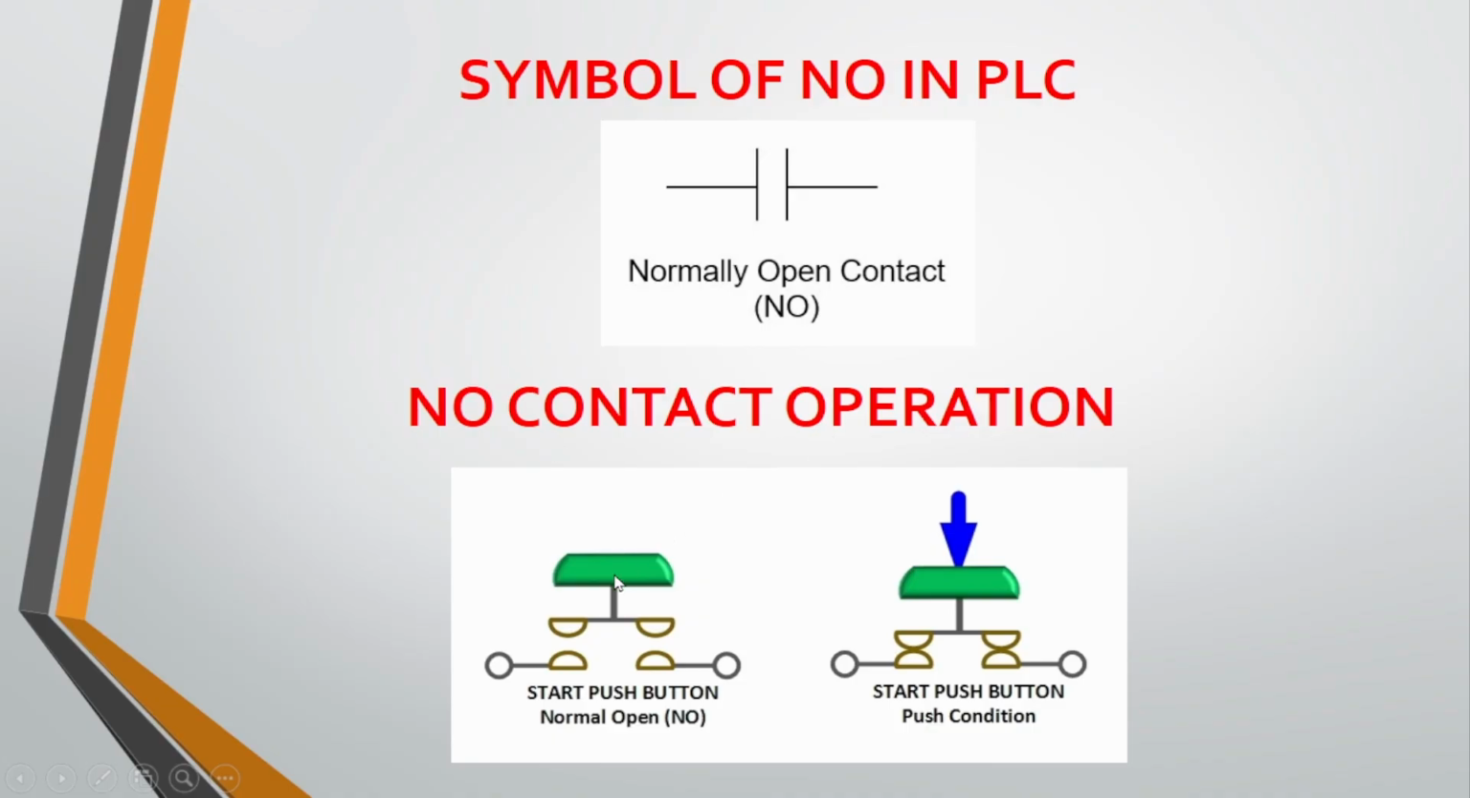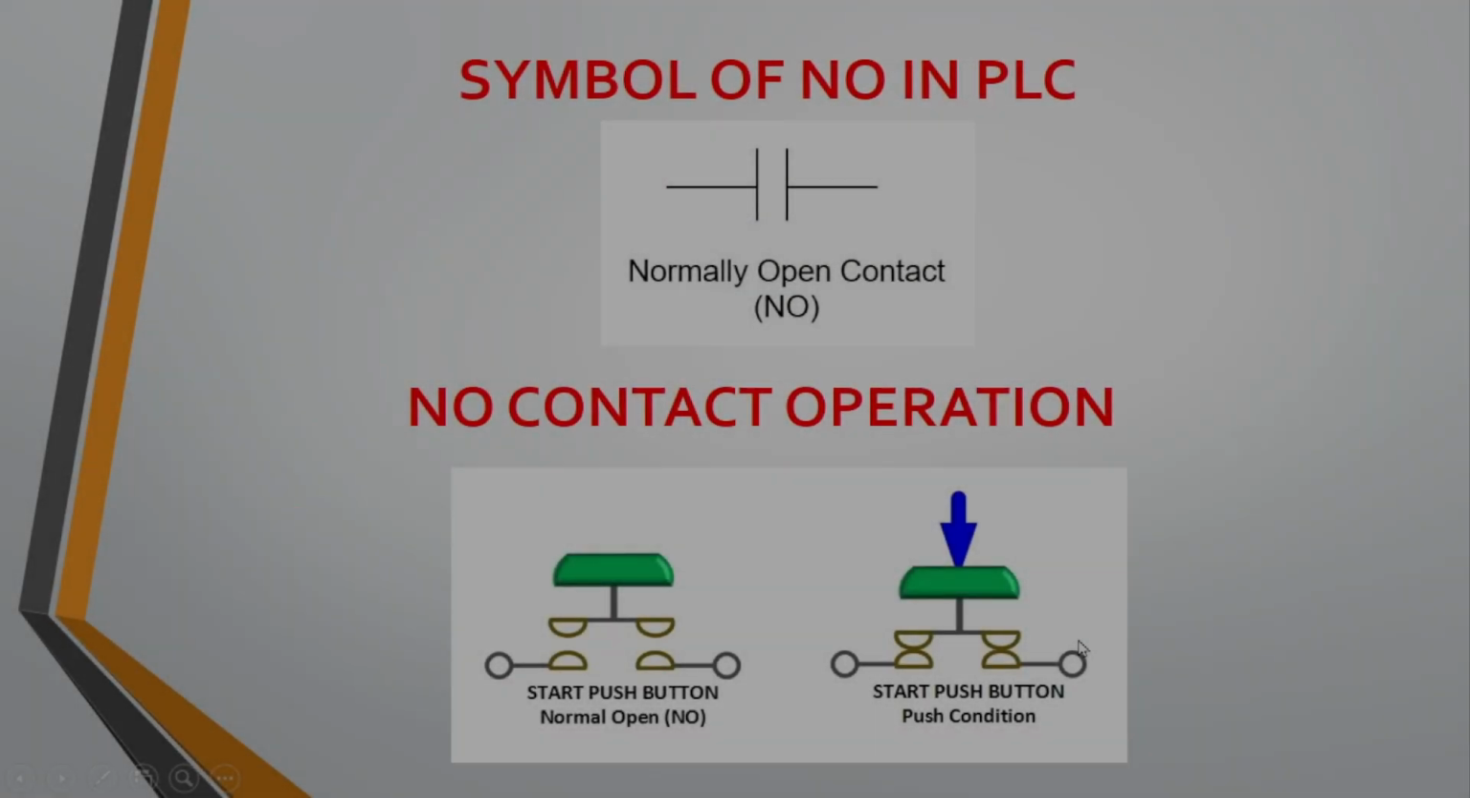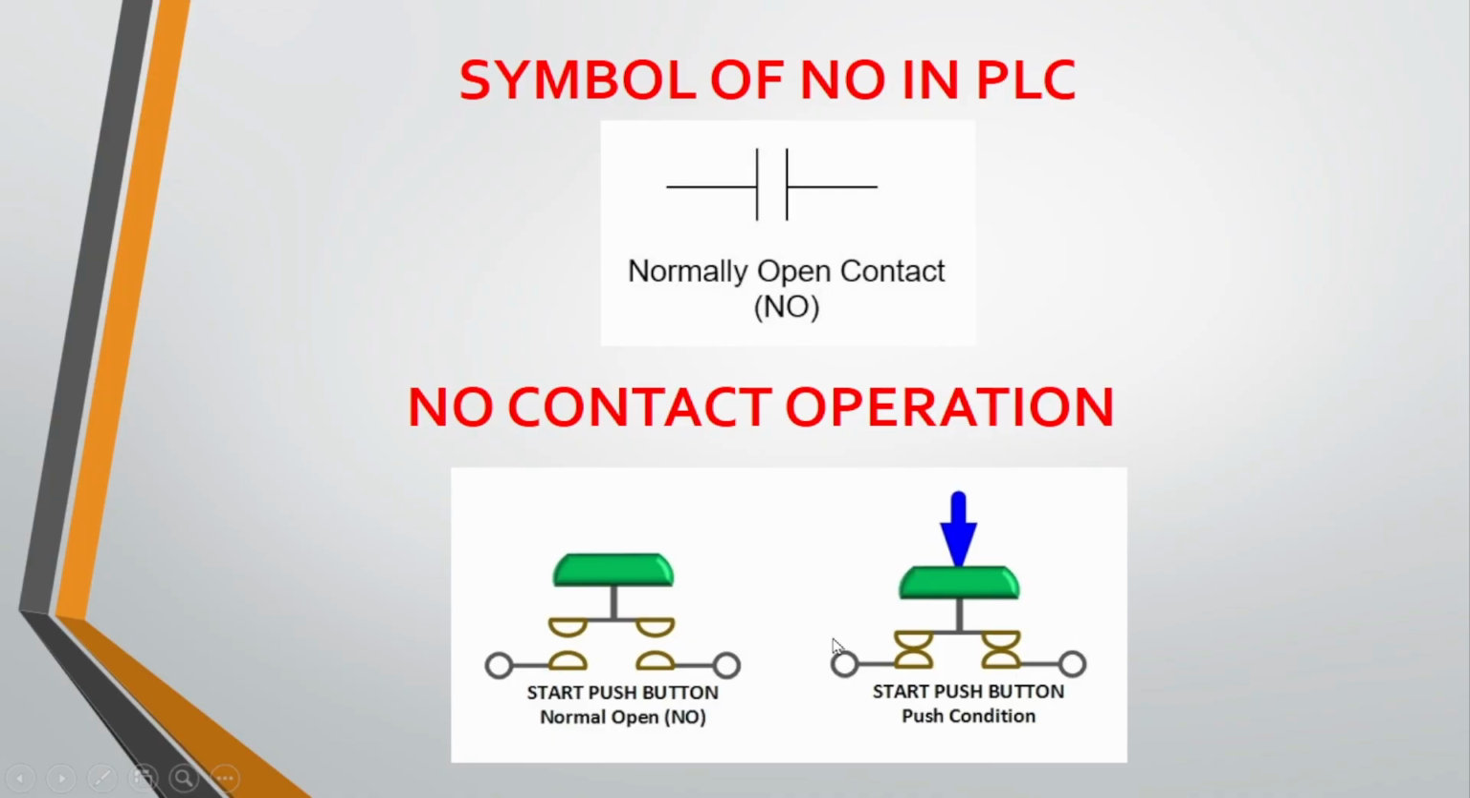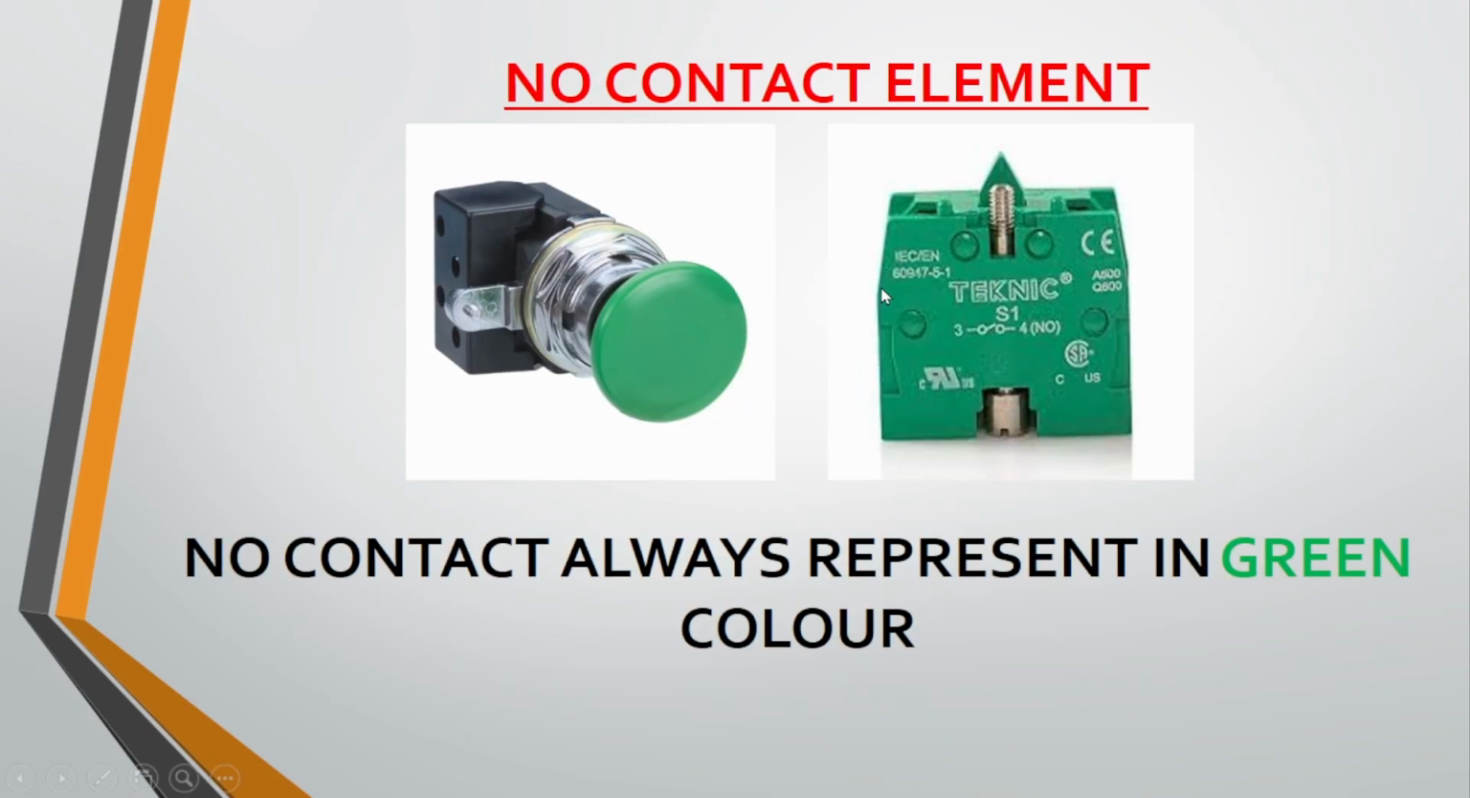Next is NO contact operation. In the figure, initially the NO switch is like this and the circuit is open. When we apply pressure or push the switch, the circuit becomes closed, and suppose it is plus 24 volt and it is 0 volt. So current flows from plus 24 volt to 0 volt. Next is the NO contact element. Here it is the NO contact element. It is always represented in green color.